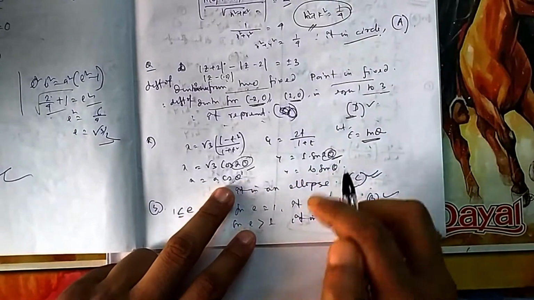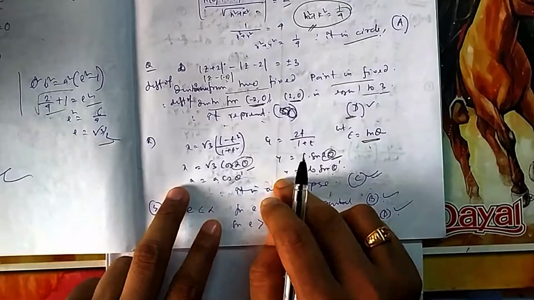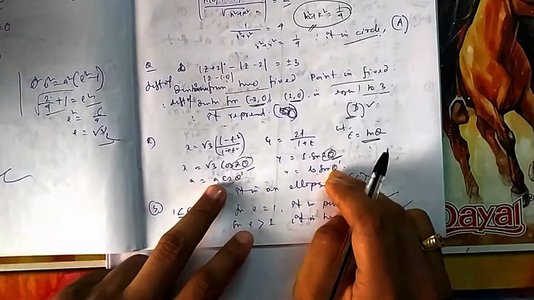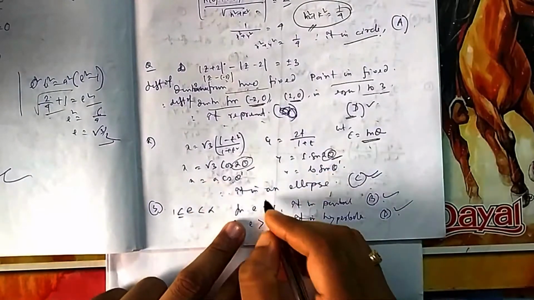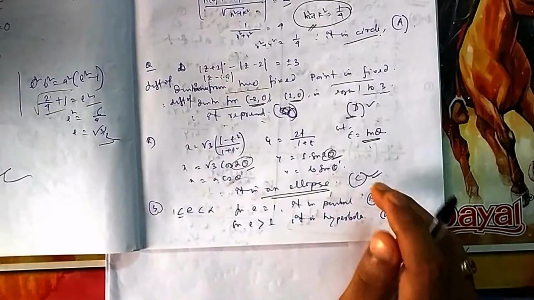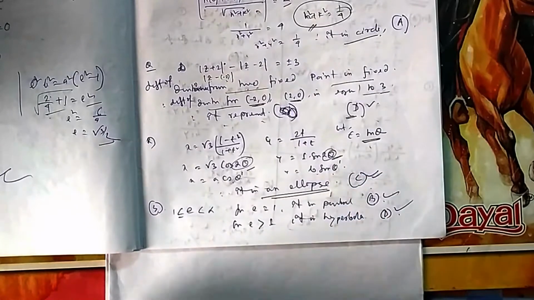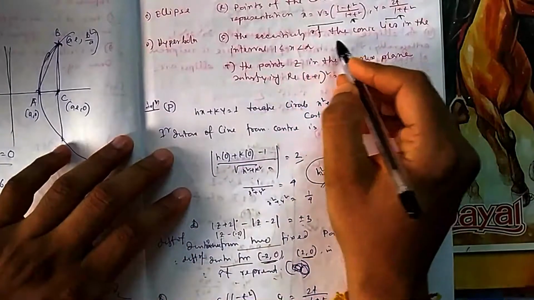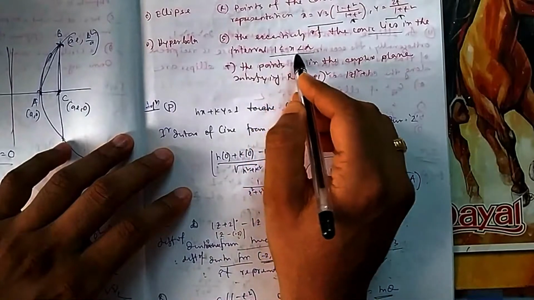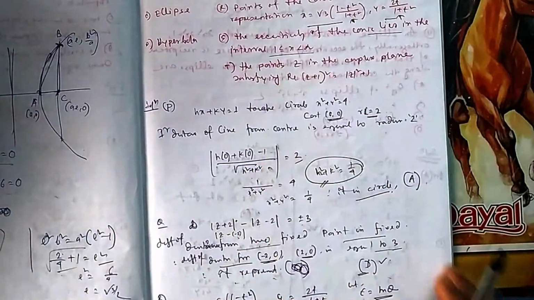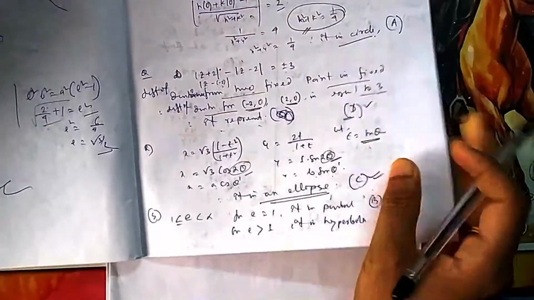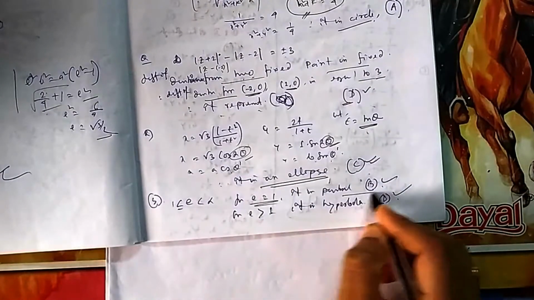No need to replace also. You can find sin square plus cos square is equal to 1. You can do that, but no need. Whose format is this one? a cos theta, b sin theta. It is the format for an ellipse. So obviously R will be connected to C. Next, S: they told you the eccentricity of the conic lies in the interval 1 to infinity. So if it is lying in 1 to infinity, then if it is 1, you know it is a parabola, that is B.